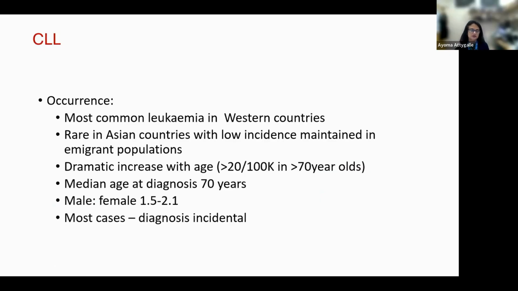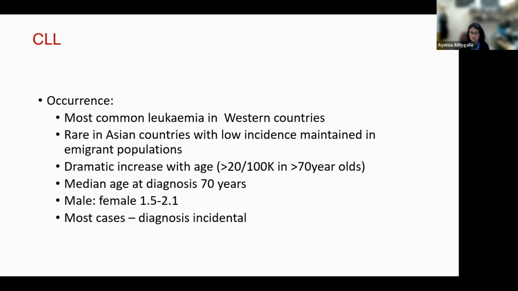So just a little background. It's the most common leukemia in Western countries, and it would be interesting to know the prevalence and incidence in the sub-Saharan African countries. It's rare in Asian countries with a low incidence maintained in the immigrant population. There's a dramatic increase in the over 70s, and the median diagnosis is around that age, and there's a slight male predominance.